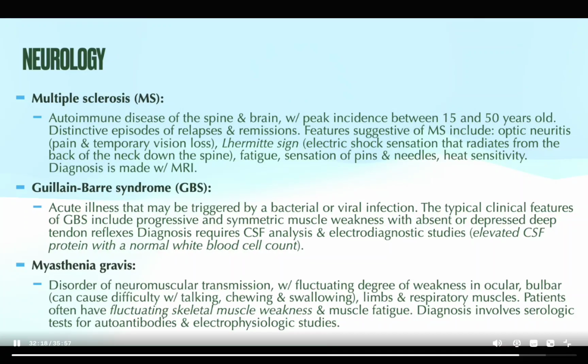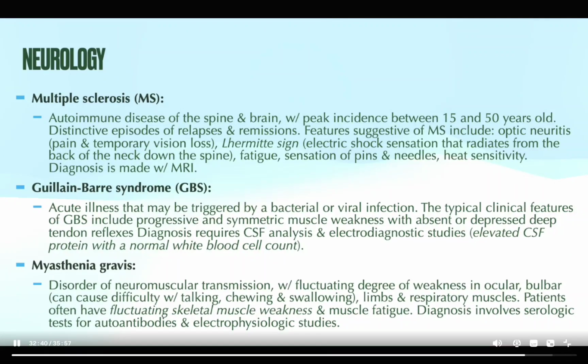The typical clinical features of this include progressive symmetric muscle weakness with absent or depressed deep tendon reflexes. Decreased or absent deep tendon reflexes in the arms or legs is found in about 90% of patients at presentation of this. So it's seen in the vast majority of patients.